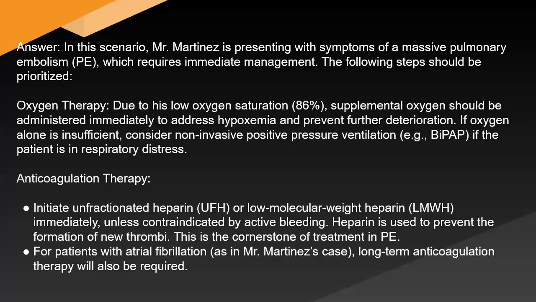Anticoagulation therapy. Initiate unfractionated heparin or low molecular weight heparin immediately unless contraindicated by active bleeding. Heparin is used to prevent the formation of new thrombi. This is the cornerstone of treatment in PE. For patients with atrial fibrillation, as in Mr. Martinez's case, long-term anticoagulation therapy will also be required.